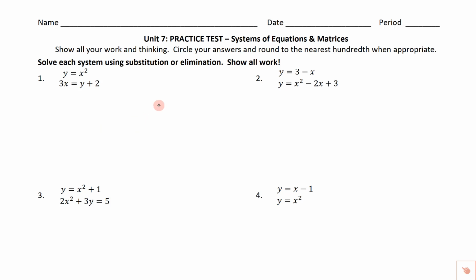We're not going to be using the calculator for these, other than just kind of miscellaneous arithmetic and stuff like that. So remember, it says circle your answer and round to the nearest hundredth when appropriate. So we'll just round to 2 decimal places here. So let's see what we get.